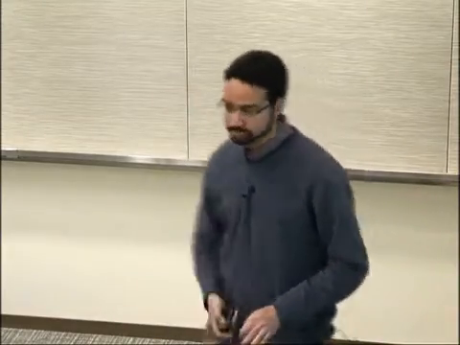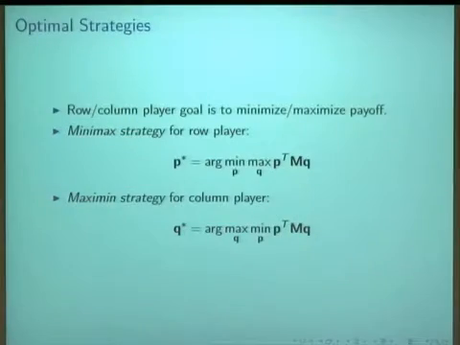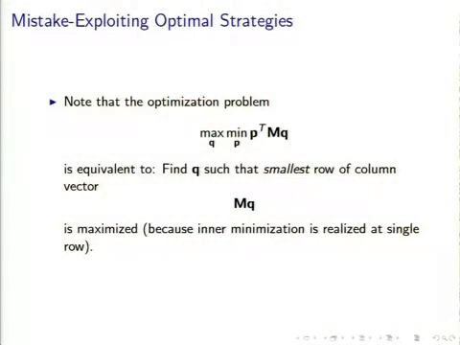And then those worst case optimal strategies now have the following definition. For the row player, his optimal strategy is the minimax strategy. That is the row strategy that minimizes the expected payoff for the worst case choice of the column distribution. And the best strategy for the column player is just the reverse definition, the maximin strategy, the best column distribution for the worst case row distribution. Okay, so that's the traditional definition of optimal strategies.